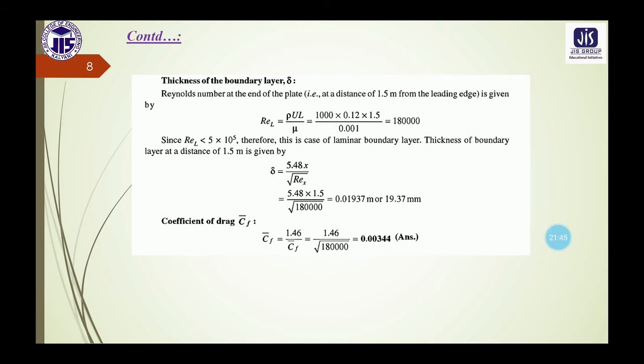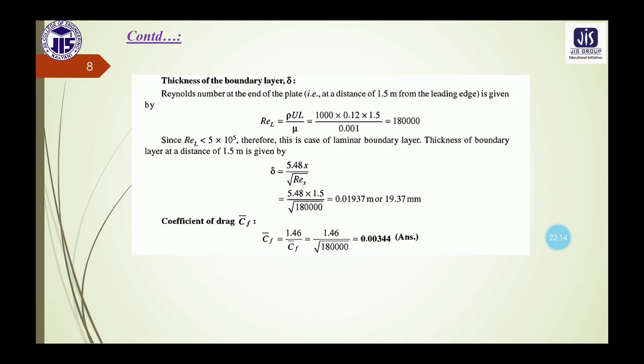The value of rho for water is 1000. Capital U, the free stream velocity, is 0.12, given in the question. Length of the plate is also given, 1.5. Dynamic viscosity is also given, 0.001. So we are getting 1,80,000 as the value of the Reynolds number. Now since this value of the Reynolds number is less than 5 into 10 to the power 5, that means it is the case of a laminar boundary layer.